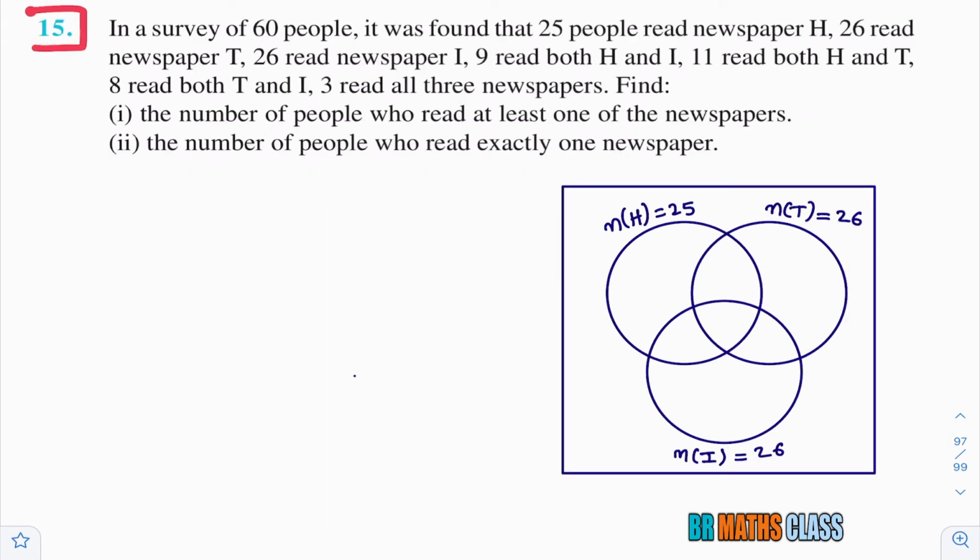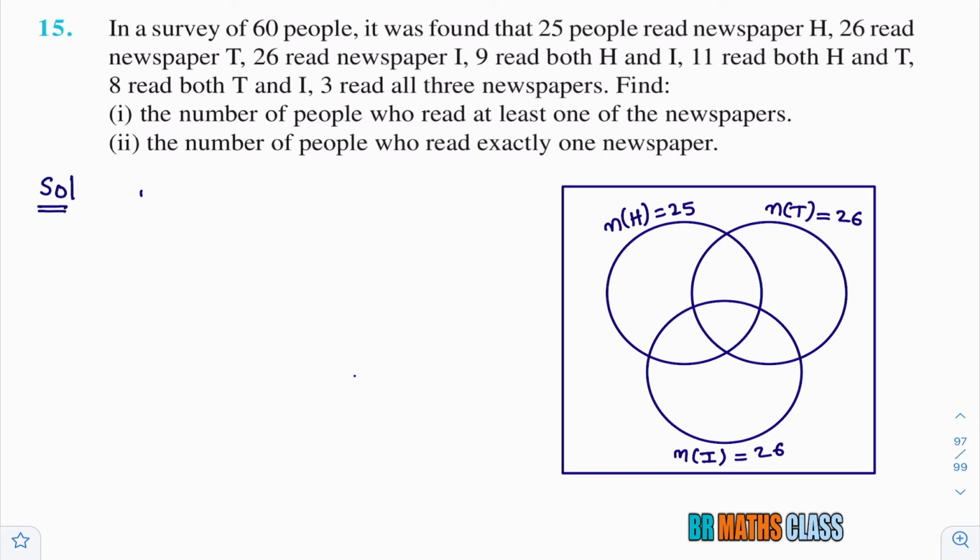Observe question number 15. In this question, understanding the question is the tricky part. Observe what the given data is. In a survey of 60 people, it was found that 25 people read newspaper H. So what I'll do here is write down the given data one by one.